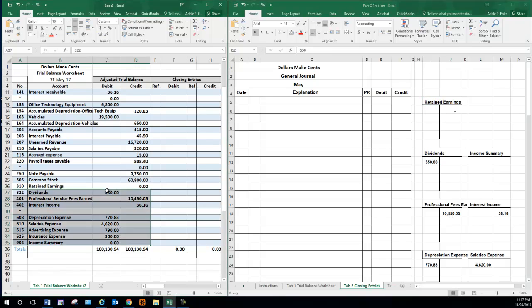So for example, dividends over here. Our dividends account has a debit balance of $550. Here's my T account for dividends. I put the debit balance of $550 in the T account. If you take a look over here at professional service fees earned, it has a credit balance of $10,450.05. So again, I come over here to professional service fees. I already put the amount on the credit side of that T account.